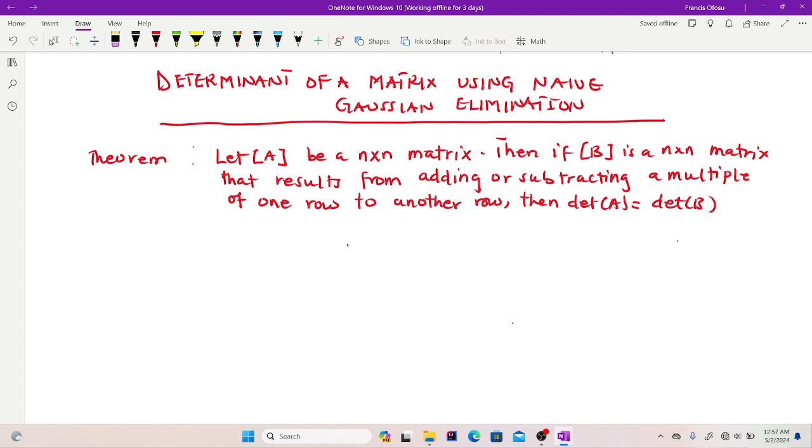So in this video, I'm going to take you through how to determine the determinant of a matrix using the naive Gaussian elimination. In our previous videos, I showed you how to use the naive Gaussian elimination to simplify a system of equations, to find the solutions to systems of equations.